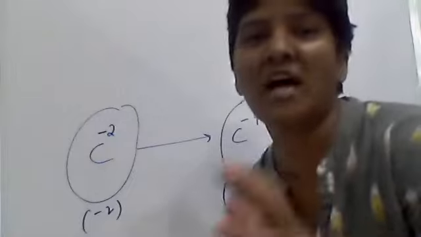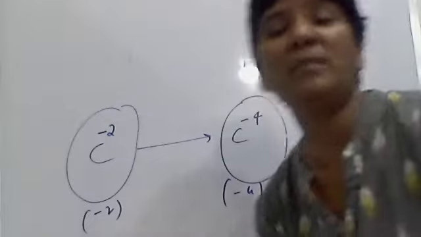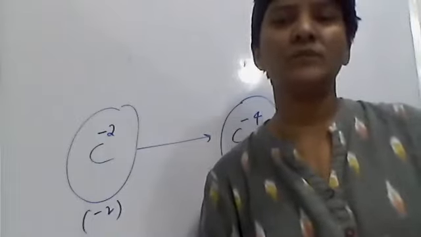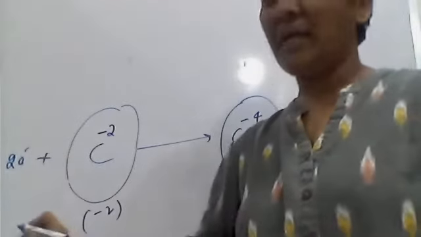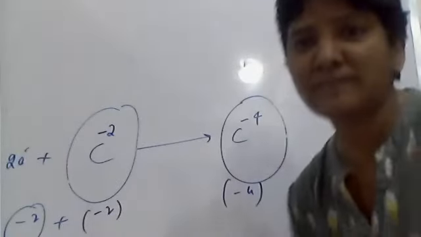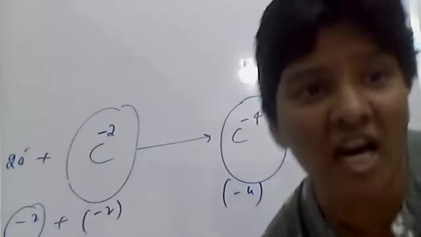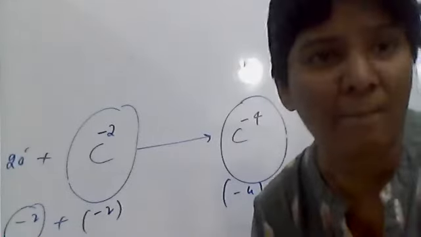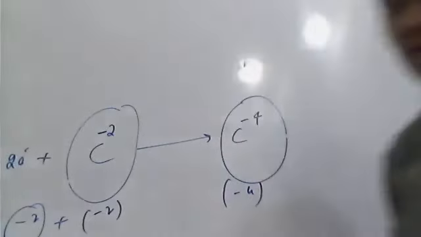So you have to balance the charge by adding electrons where the positive charge is more. So tell me how much difference? 2. So we have to add 2 electrons at -2. If you add 2 electrons here, 2 electrons means -2. So -2 plus -2 equals -4. So in this way, you have to balance the charges in the ion electron method. Very, very important. If you understand this, send me something.